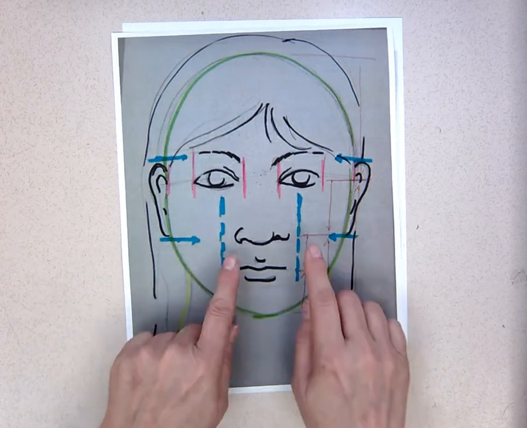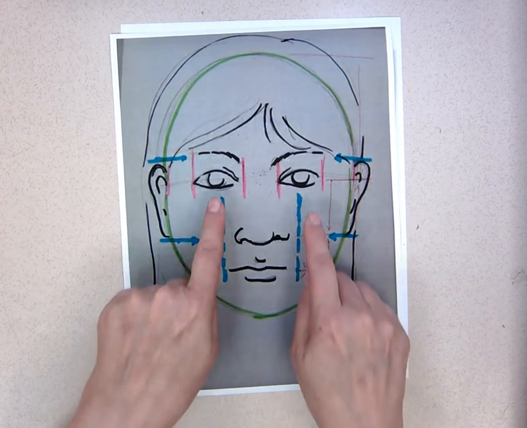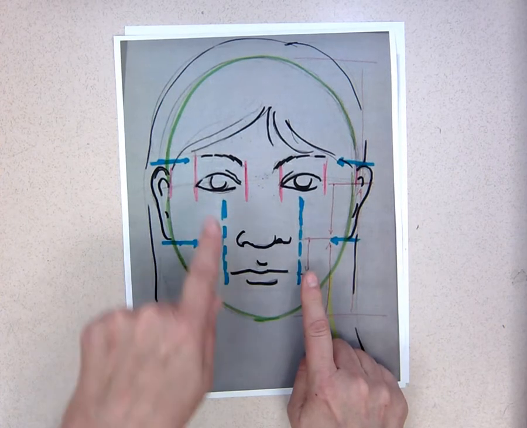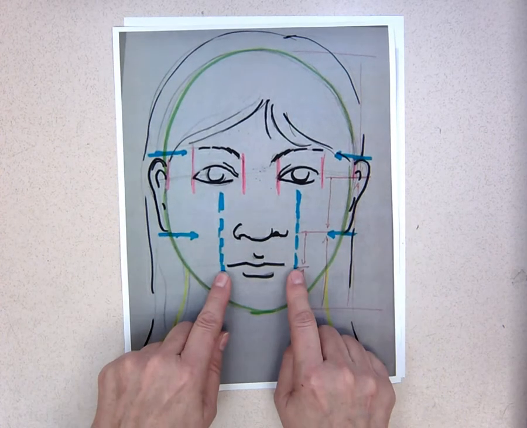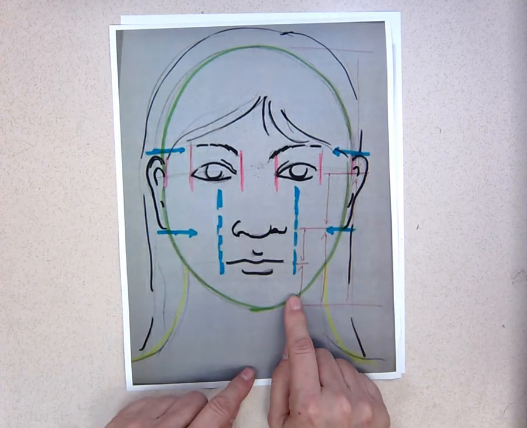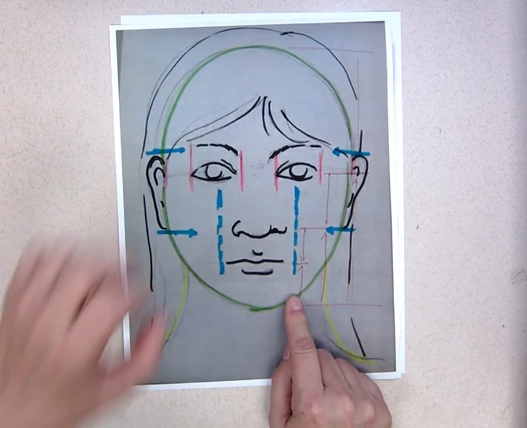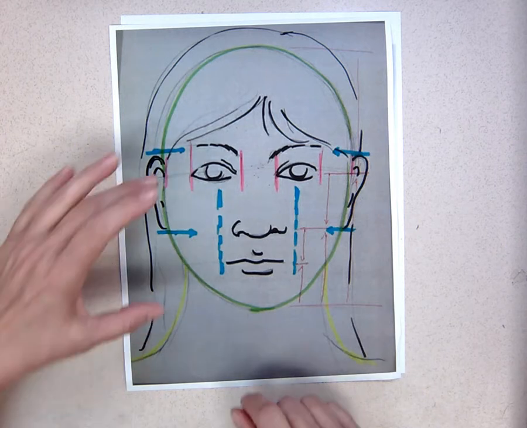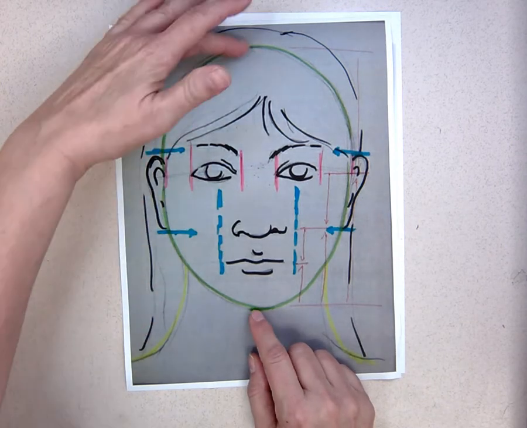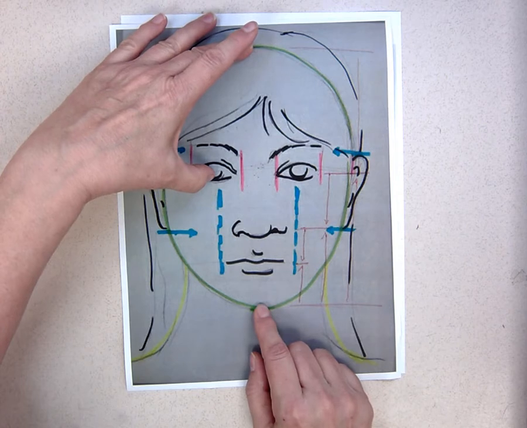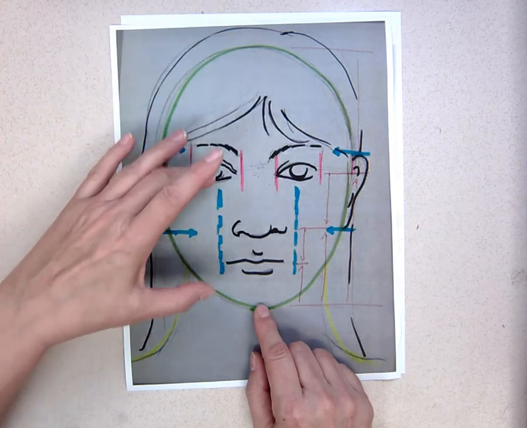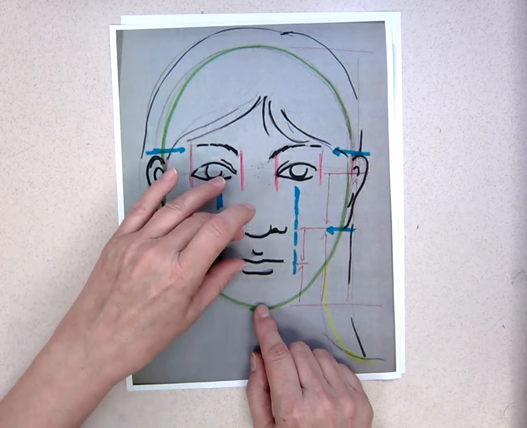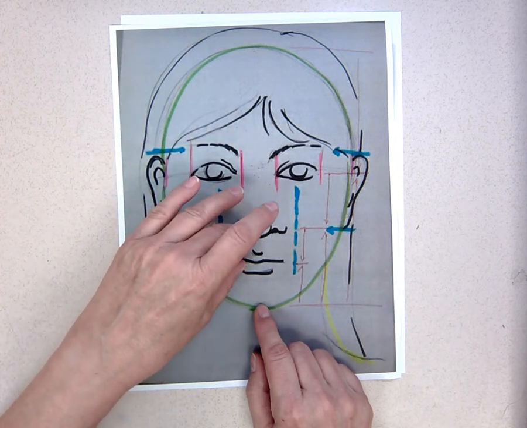The edges of the mouth line up with the iris or the pupil of your eye, more the inner edge of the iris. Your eyebrows are one eye height above. The eyes are halfway between the chin and the top of the head. The tip of the nose is halfway between the eyes and the chin, and the middle of the mouth is halfway between the tip of the nose and the chin.